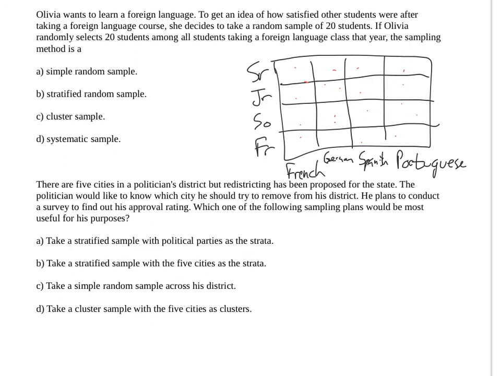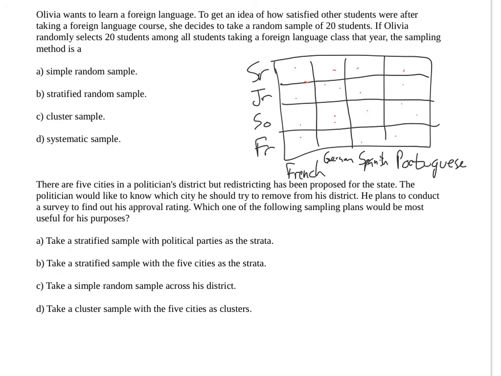Let's move on. There are 5 cities in a politician's district, but redistricting has been proposed for the state. The politician would like to know which city he should try to remove from his district. He plans to conduct a survey to find out his approval rating. Which of the following sampling plans would be the most useful for his purposes?